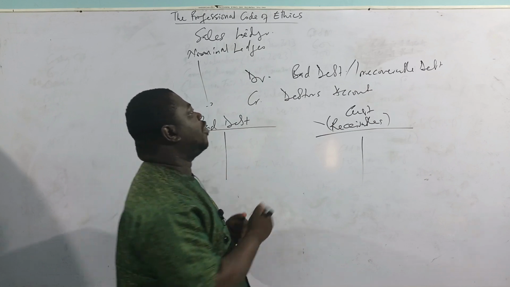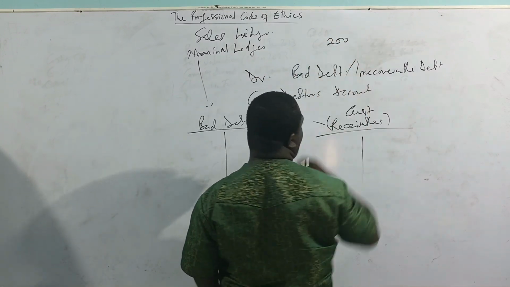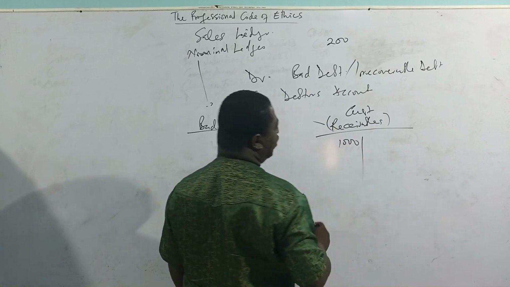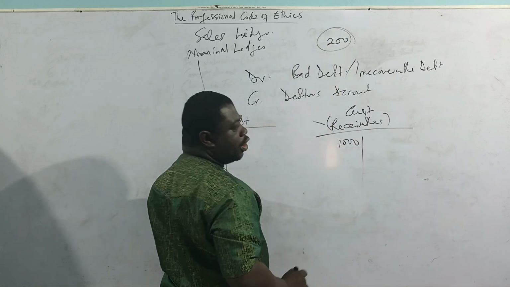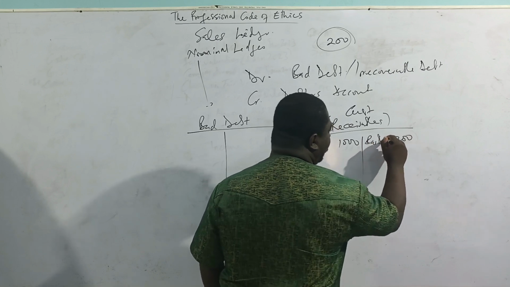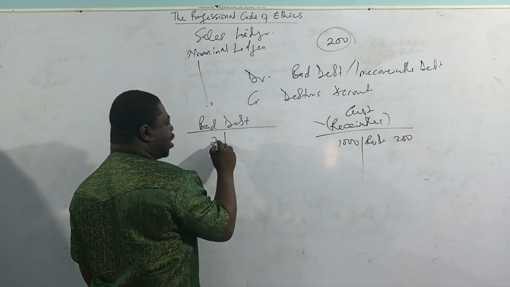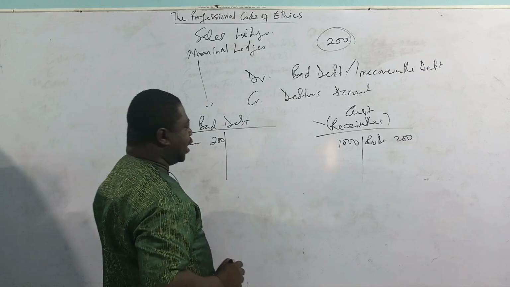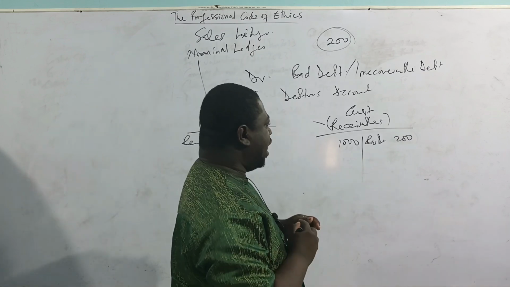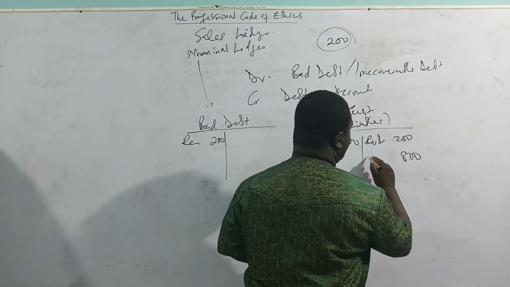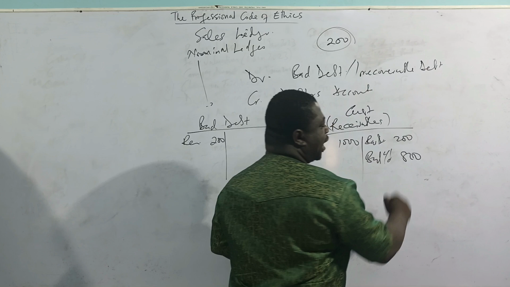So if you have a bad debt of, let's say, 200 cedis to be written off, let's assume that you have a debtor's balance of 1,000 in this account, and you want to write off 200. You are going to credit this account with 200 in the name of bad debt or recoverable debt, so that the corresponding entry will come into the bad debt account as 200 in the name of the receivables or the customer. So what it means is that, in effect, you have reduced this debt of 1,000 to 800, because that is what is going to be the balance on the account at the end.